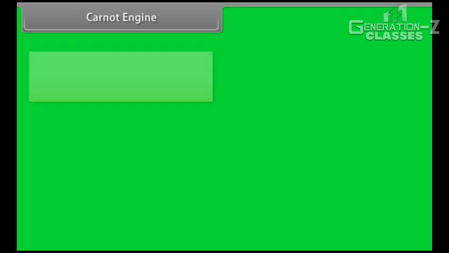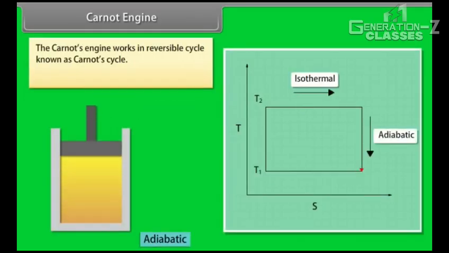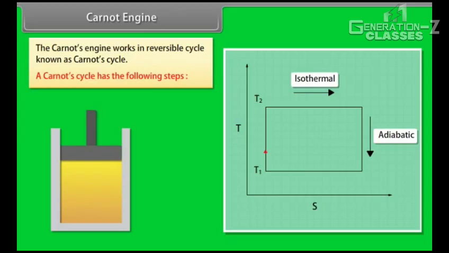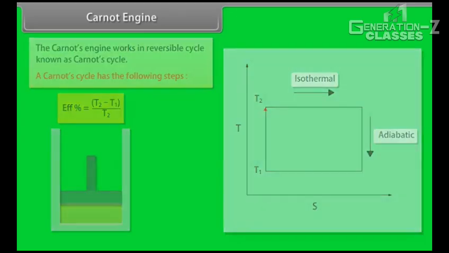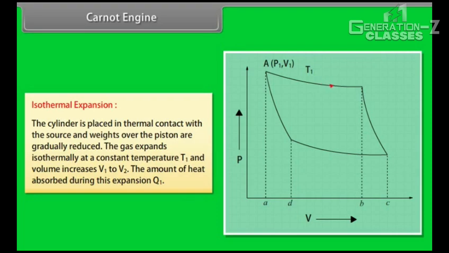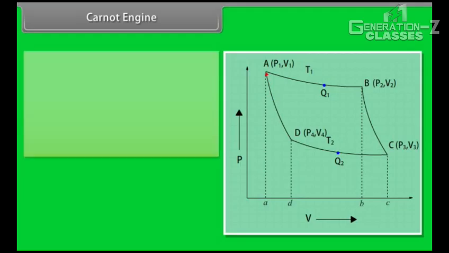Carnot engine. The Carnot engine works in a reversible cycle known as Carnot's cycle. A Carnot cycle has the following steps. Isothermal expansion. The cylinder is placed in thermal contact with the source and weights over the piston are gradually reduced. The gas expands isothermally at a constant temperature T1 and its volume increases from V1 to V2. The amount of heat absorbed during this expansion is Q1.